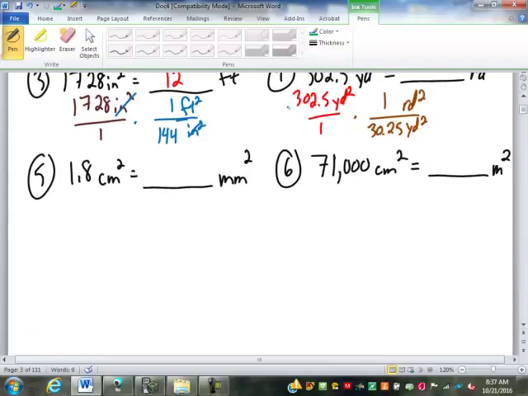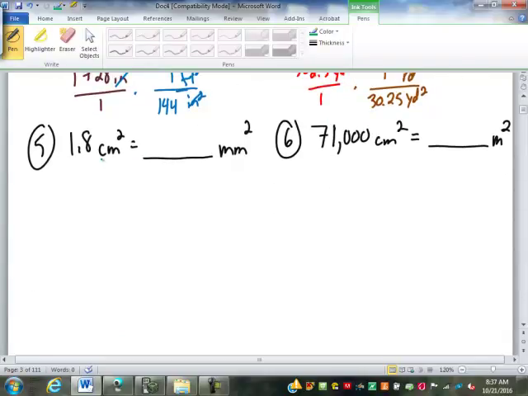With metric, we just move decimal points. From centimeters to millimeters is 1 spot to the right on the chart. But since this is squared, we're going to move 2 spots. So this is 180 millimeters. And 2 spots. Over here, centimeters to meters is 2 spots to the left on the chart, and because it's squared, we move 4. 1, 2, 3, 4. 7.1. Look familiar?